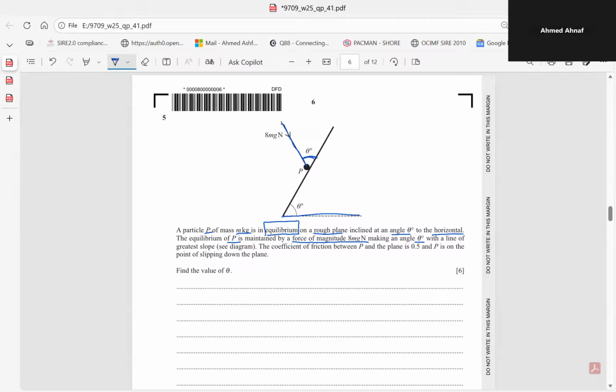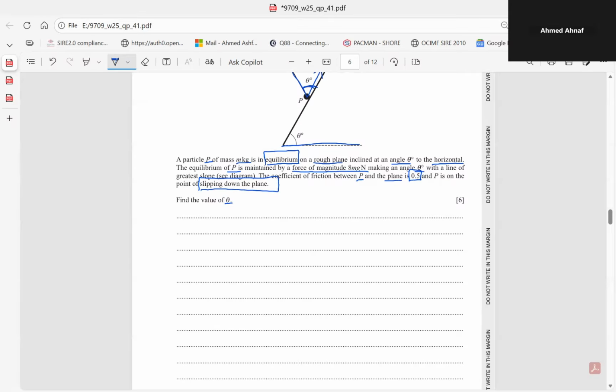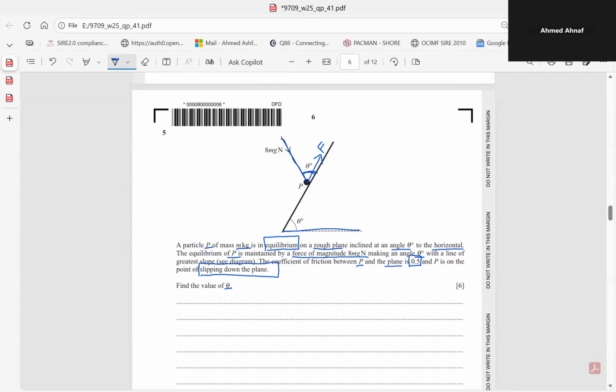Okay, and the coefficient of friction between P and the plane is 0.5. So our mu is 0.5. And P is on the point of slipping down the plane. So this tells us that since it's going to slip down, the friction has to act up the plane. Okay, so I'll just label this as F. Okay, and we need to find the value of theta.